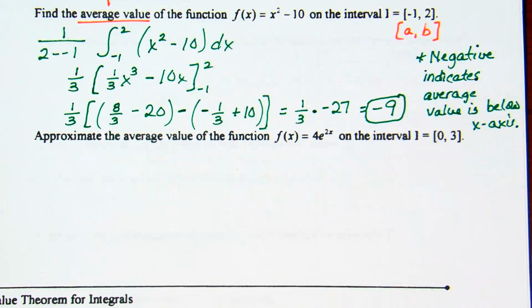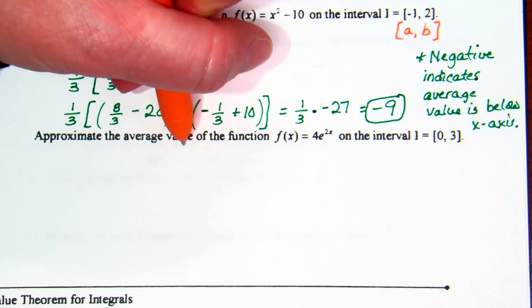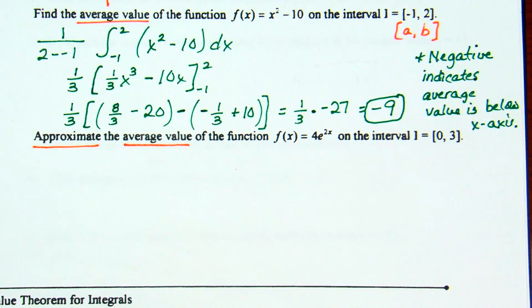Okay. Have you started B without me? No. Okay. Approximate the average value of the function f of x equals 4e to the 2x on the interval I, which is 0 to 3. What's it say right there? Average value. Notice it does say approximate, which we'll talk about what that means in the end.